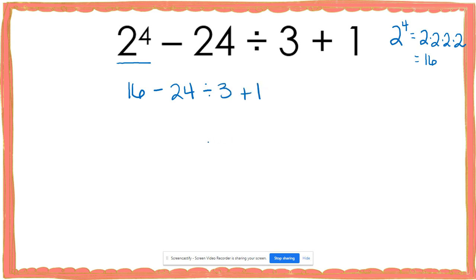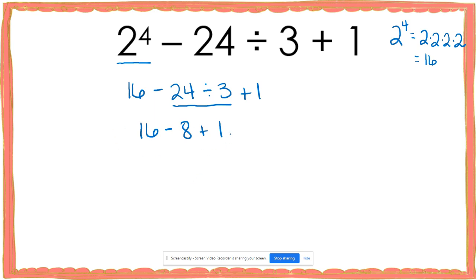After exponents, I need to look for multiplying or dividing. I don't have any multiplying, but I do have dividing right here, which is 24 divided by 3. So I'm going to simplify 24 divided by 3, which would give me 8. So I rewrite the rest of my problem, 16 minus, and I simplify 24 divided by 3 to 8. And then I also have plus 1.